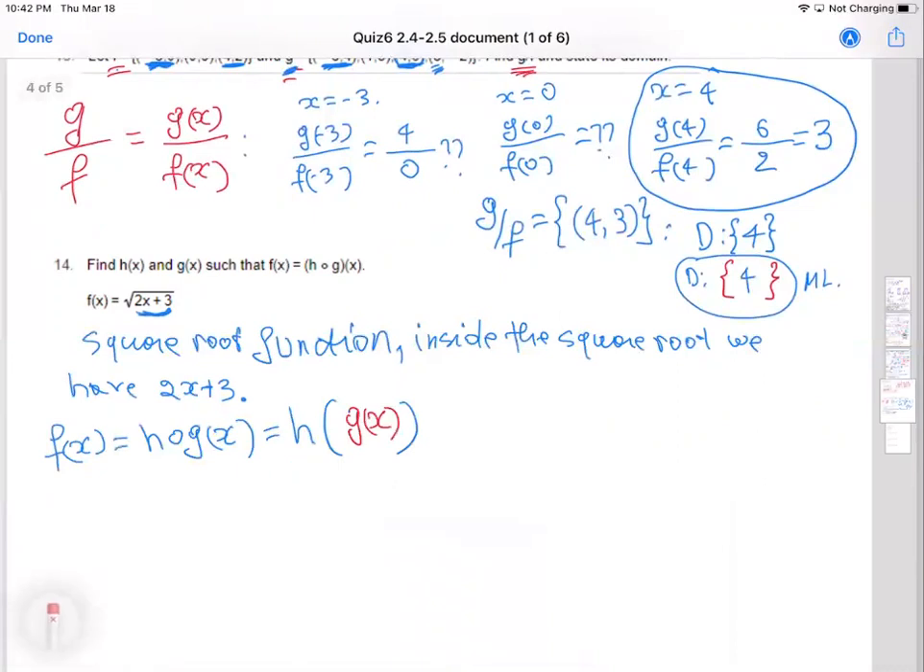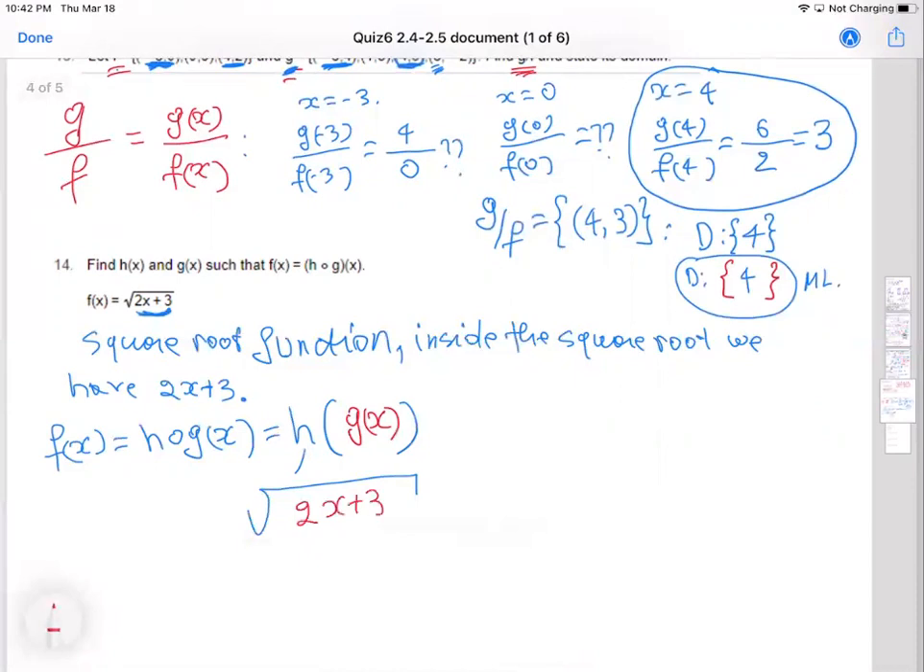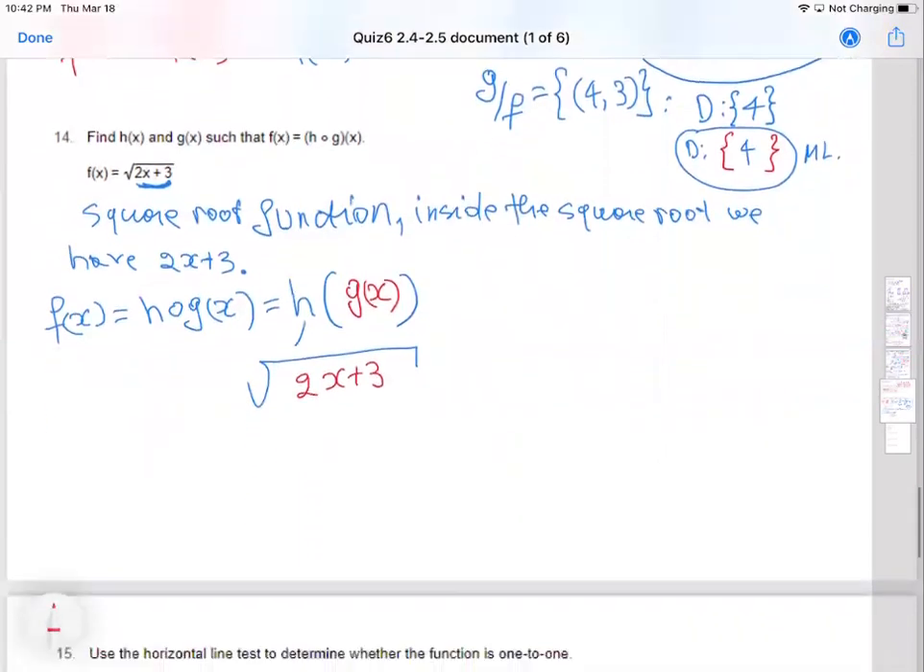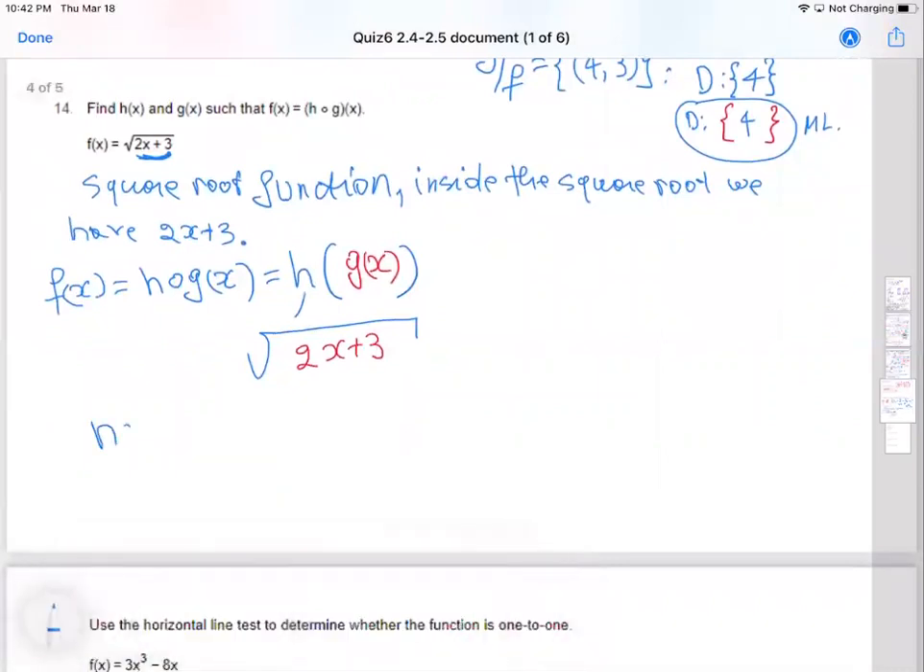Let's give the same colors here. h is the square root. And what remains for g of x? 2x plus 3. So the answer is h of x is the square root of x, and g of x is 2x plus 3.